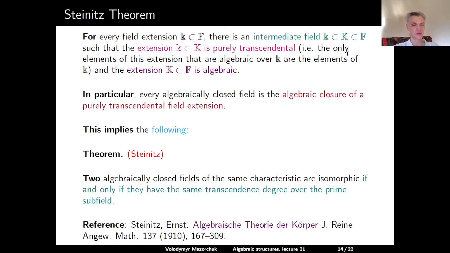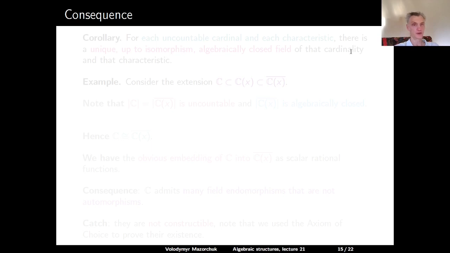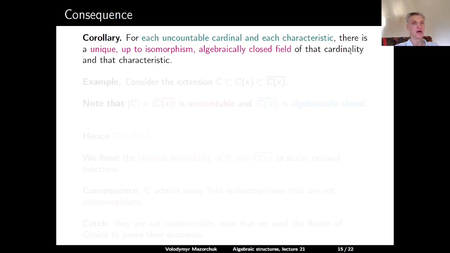So this theorem was proved in the very influential paper by Steinitz, which is called Algebraische Theorie der Körper, and which appeared in Crelle's journal in 1910. This has the following consequences. Corollary: for each uncountable cardinal and each characteristic, there is a unique up to isomorphism algebraically closed field of that cardinality and that characteristic.